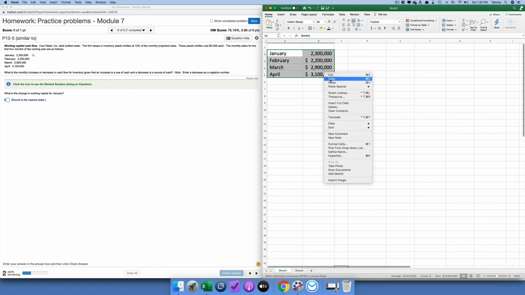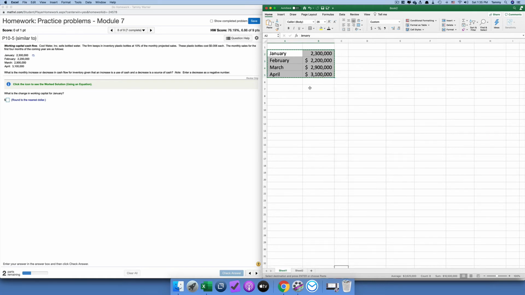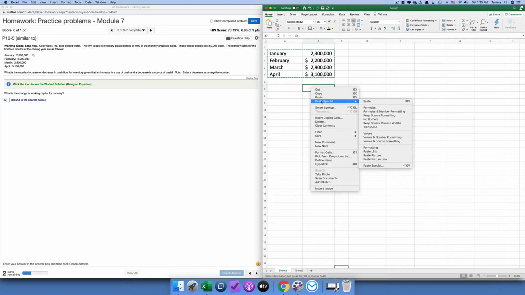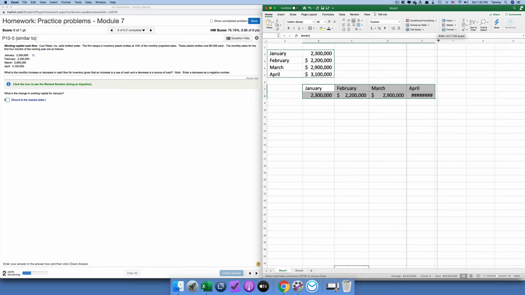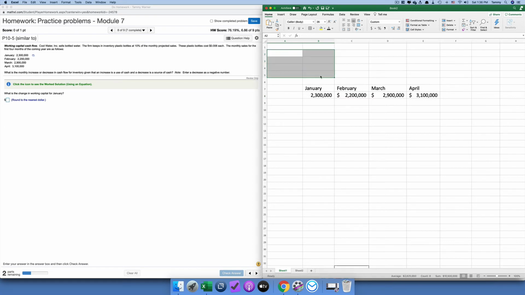So here is a little Excel trick that I want to show you. You say copy, and then you can say paste special, and you can transpose. And now I've got this whole thing laid out in a way that I like to see it. Okay, so this is the monthly sales. These are not supposed to be in dollars, so let's go ahead and get those in the right format. So this is the sales level.